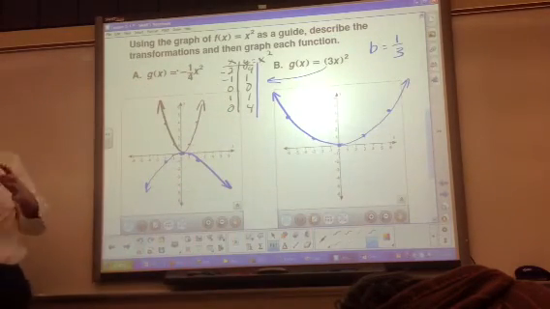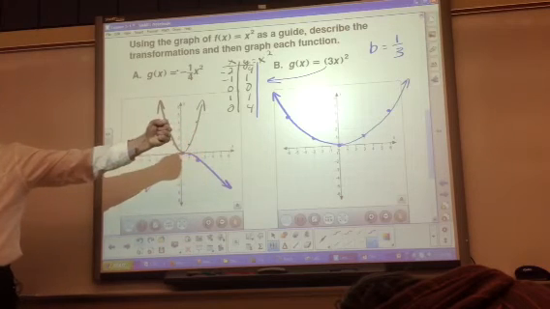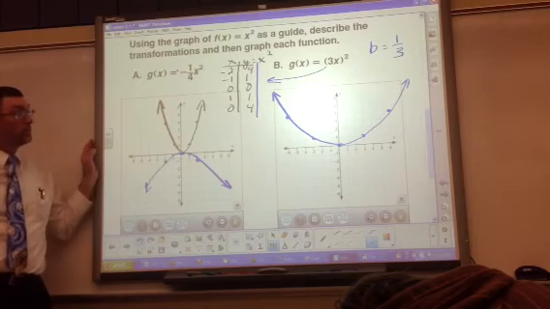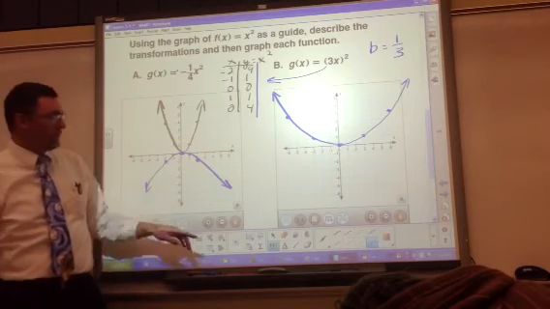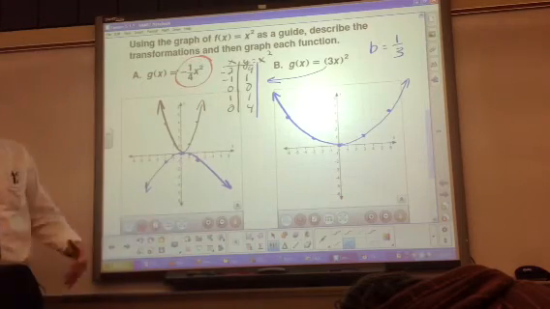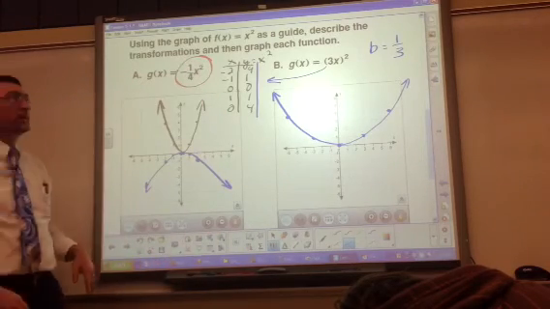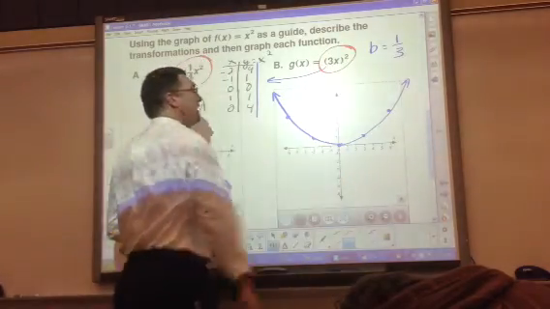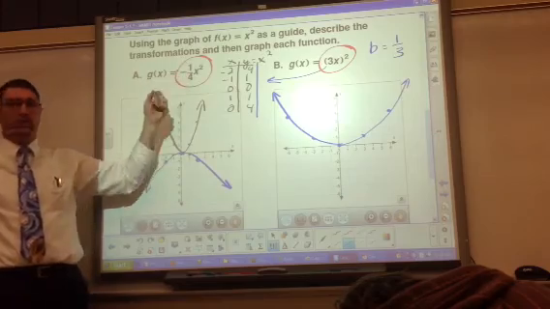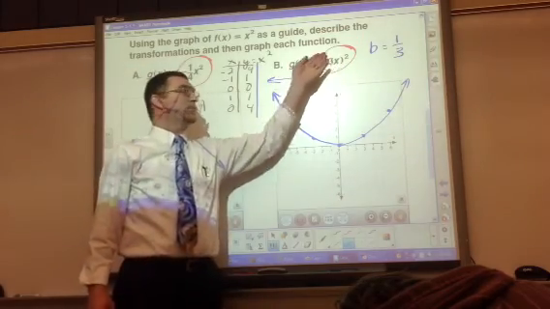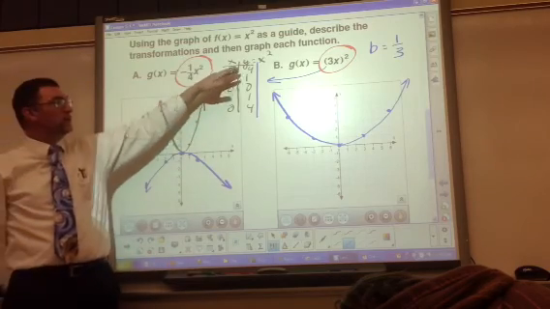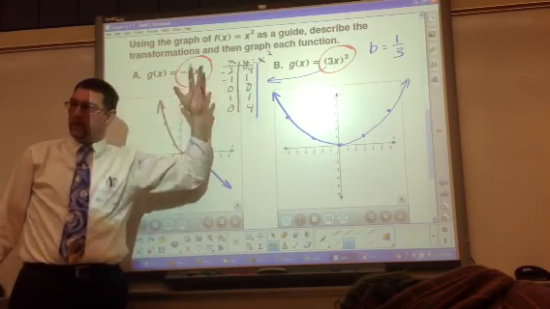So 3x is actually stretched horizontally. But all I'm doing with both of these, if it's outside, it affects y. If it's inside, it affects x. So all I did was, for A, multiply the y values by negative 1/4. With B here then, I multiplied the x values by 3. And then you can just plot those points you're going to get and draw your graph.